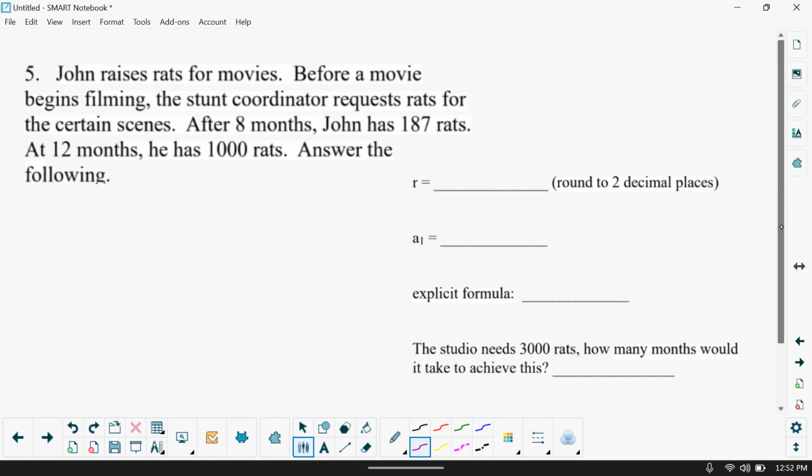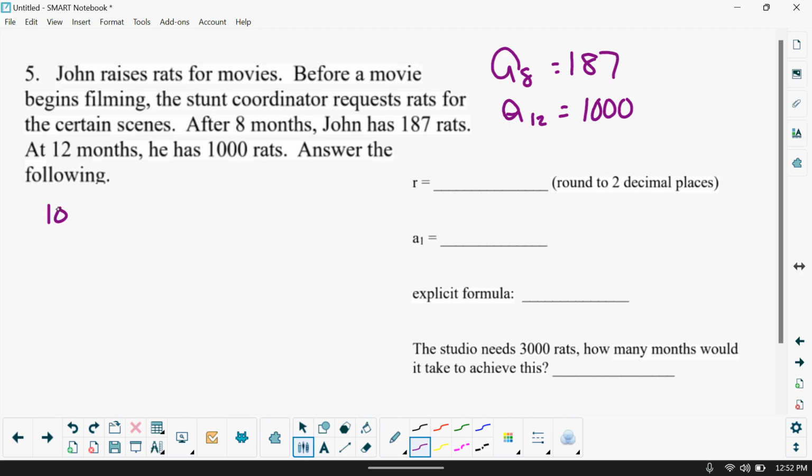Fundraisers wrapped for movies. Before a movie begins filming, the stunt coordinator requests rats for a certain scene. After 8 months, so A of 8, I should probably write that right here, is 187. And then A of 12 is 1,000. We got to figure out r.